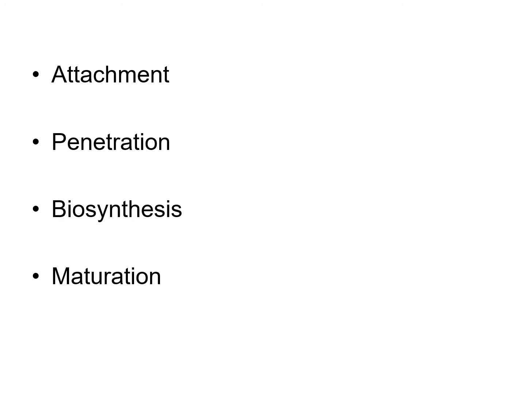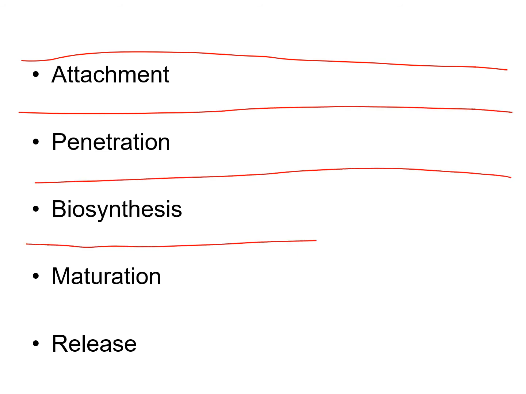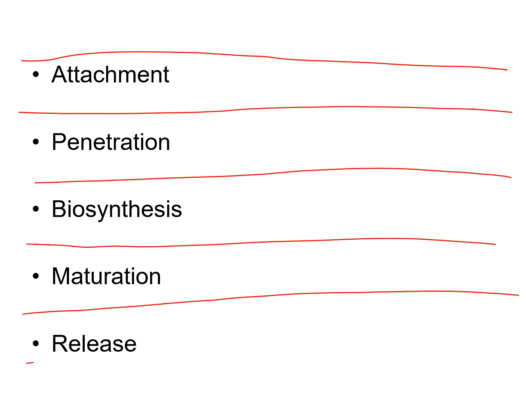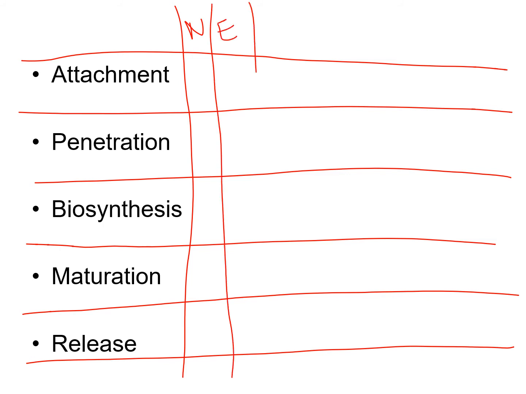One of the easiest ways to learn all the different life cycles of the animal viruses is to create a table. So in the first column, you can write the different stages of the viral life cycle: attachment, penetration, biosynthesis, maturation, and release. So these would be the first column. And then you can create or add all the different types of viruses. So the first one would be the outer covering, the naked virus versus the enveloped virus.